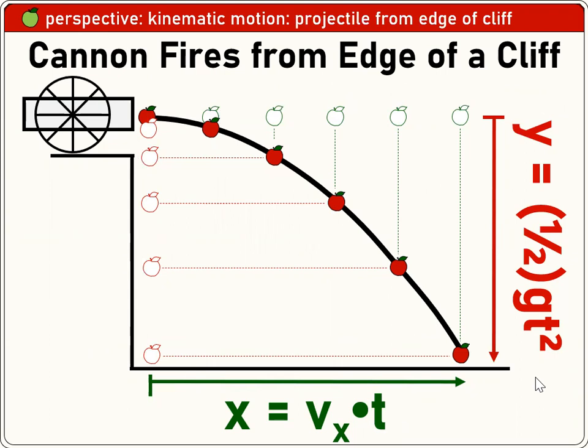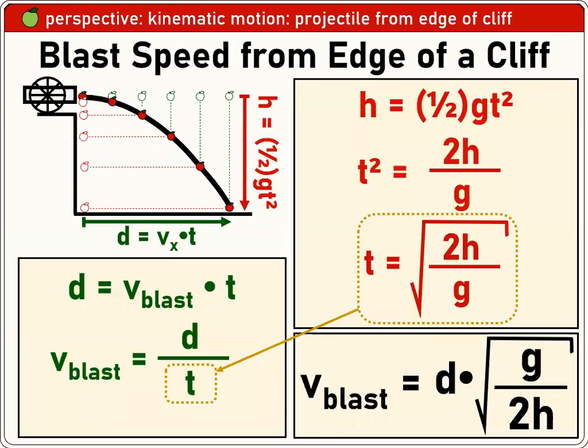The question I asked you guys on your lab was, can you calculate the blast speed from the launcher if you know the height of the cliff and you can spot where the ball lands? And of course, you're also allowed to know gravity. Hey, there it is right there. There's a spot where the ball lands. There's horizontal motion in green.